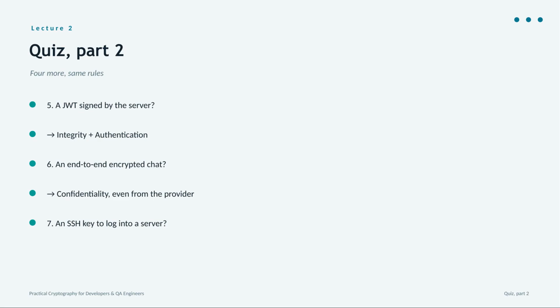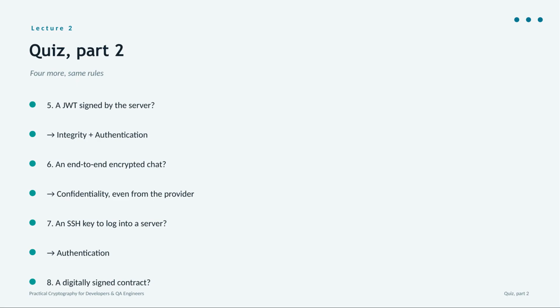Seventh, an SSH key you use to log into a server. And just to remind you, an SSH key is a secure encrypted access credential used to authenticate your identity. Authentication, proving who you are even without a password. And eighth, a digitally signed contract or document. Non-repudiation and integrity.